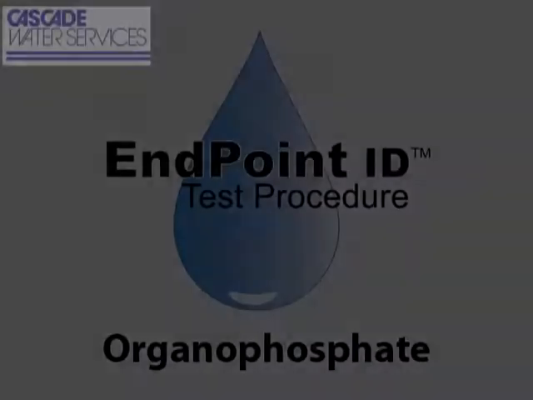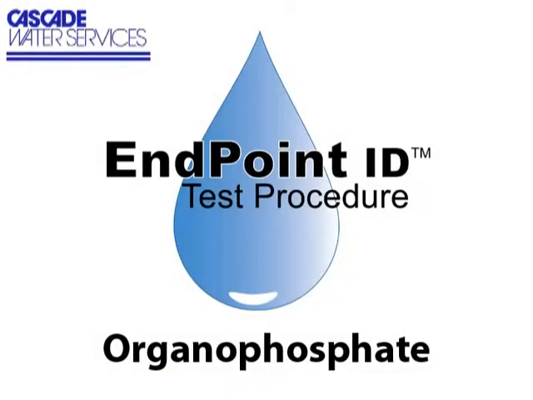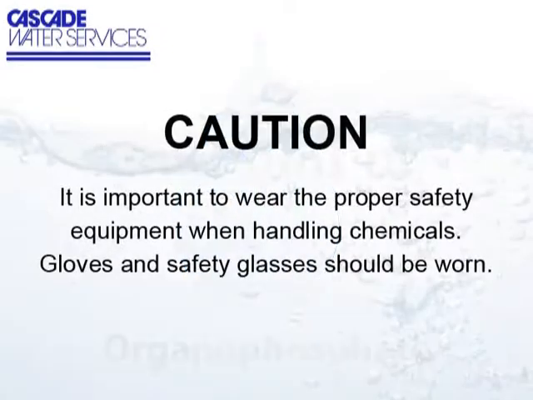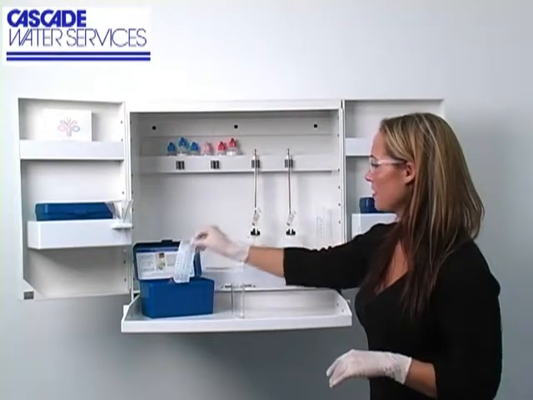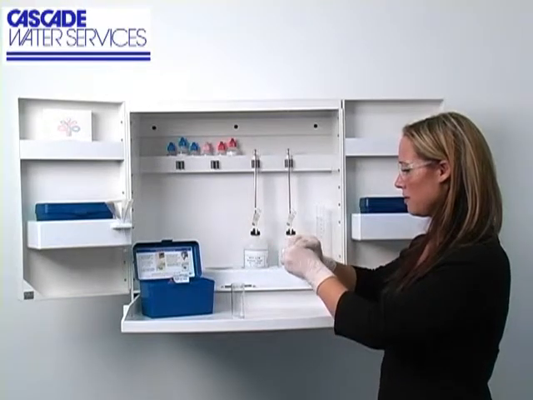This is a demonstration of an organophosphate drop count test kit using endpoint ID procedures. Organophosphate is commonly referred to as phosphonate or OP. The next step according to the endpoint ID procedure is to add one OP tablet.